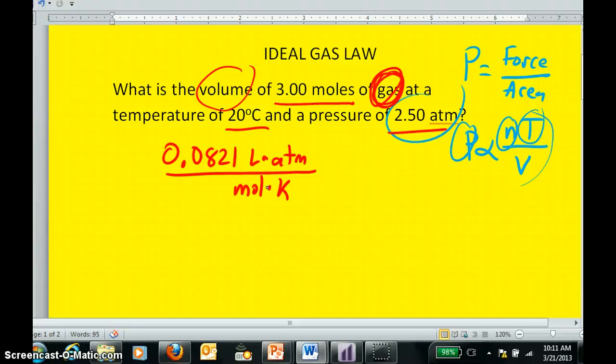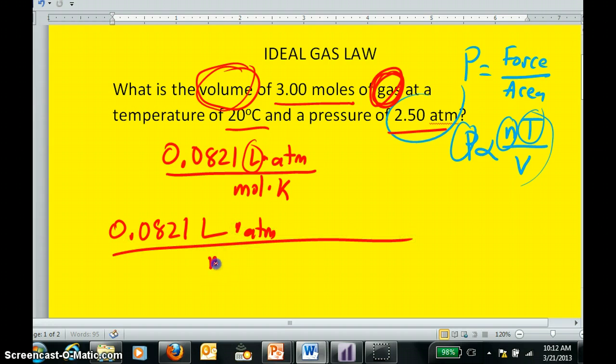So now, we've been learning to solve problems by starting with the answer. We're asked for a volume, and there's a volume in the ideal gas law constant. So I'm going to start with the answer. 0.0821 liter atmospheres per mole Kelvin is the answer to my problem. There's my answer. However, there are three quantities that I don't want. I don't want a pressure, I don't want an amount, and I don't want a temperature. So they must be canceled.